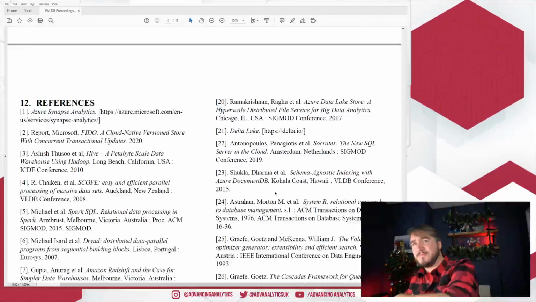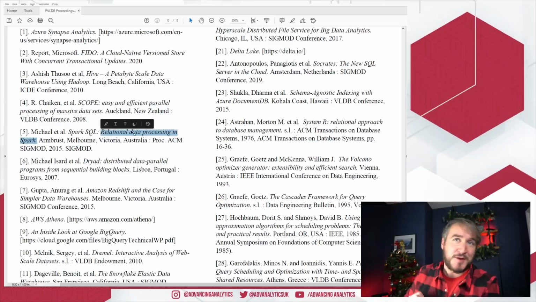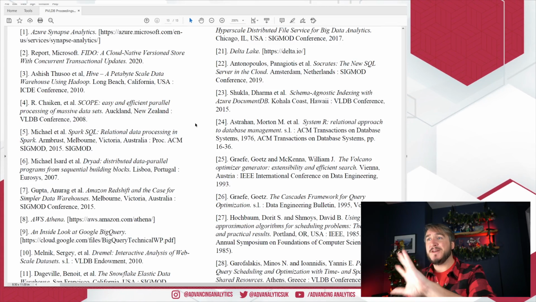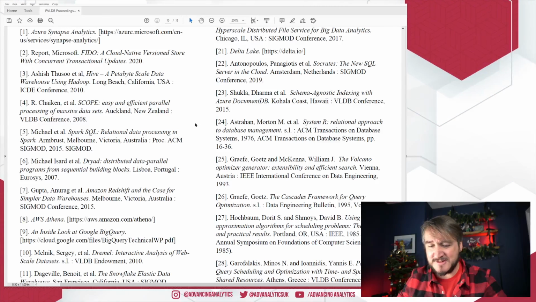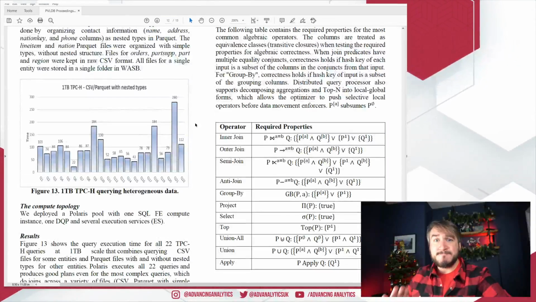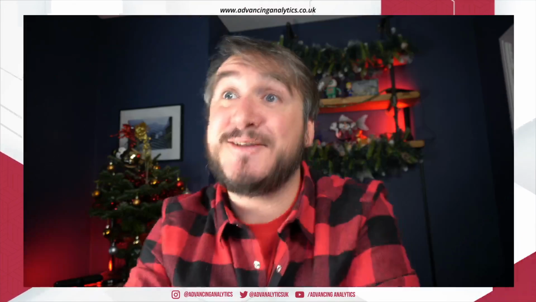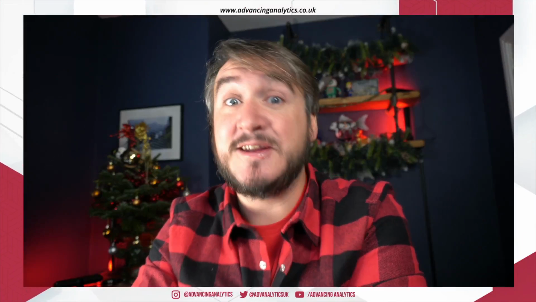Then obviously there's a load of references, and it tells you all the stuff that they've looked at. Obviously lots of things to do with Spark that they've built into it, other things with Hadoop, and looking at things like Cassandra and Snowflake and big data and all that stuff. And that's the paper. So there's a whole load of stuff inside there, and it's definitely interesting.